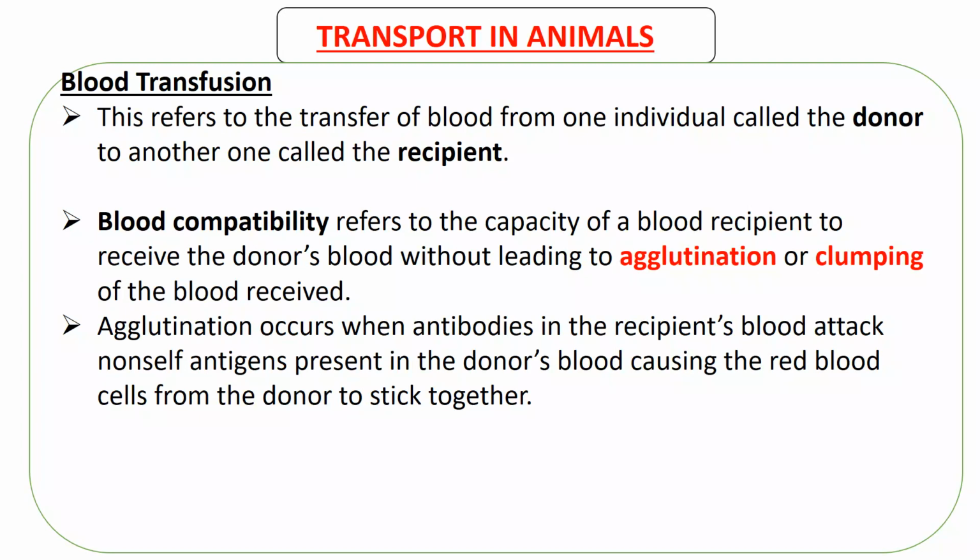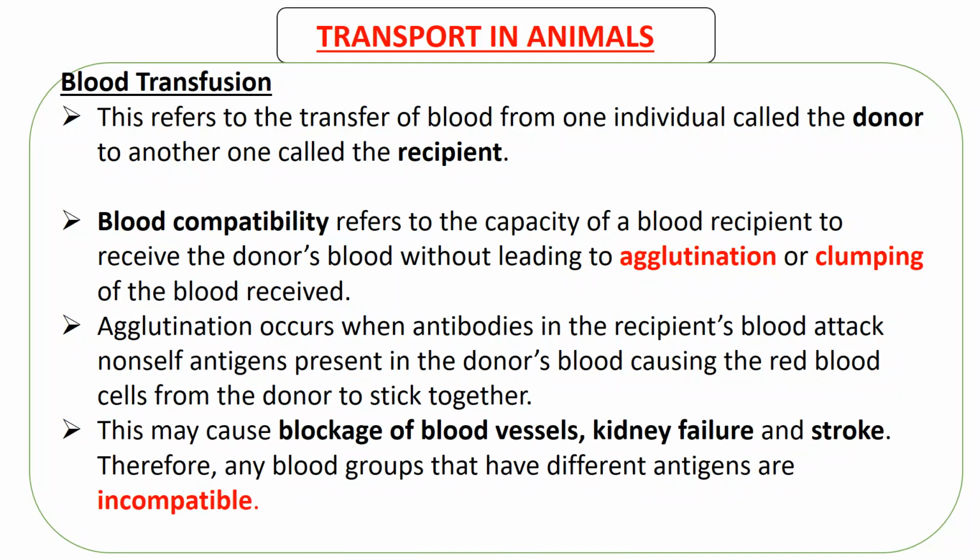So what is the effect of agglutination, when the red blood cells that have been donated have been attacked by antibodies and are now stuck together, clumped together? This may cause blockage of blood vessels, kidney failure, and sometimes stroke. Therefore, any blood groups that have different antigens are incompatible. So don't take someone with blood group B who has antigen B and donate it to someone who has blood group A, meaning that they have antigen A. Once the antigens are different, the bloods are incompatible, and you cannot do blood transfusion.